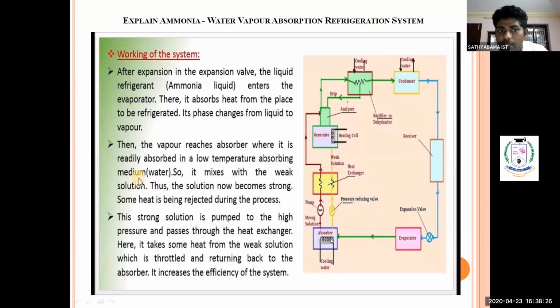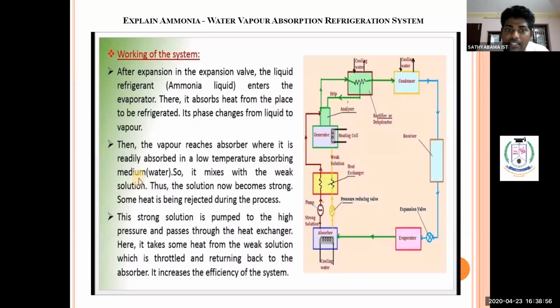See, after the expansion valve, this is the expansion valve, the liquid refrigerant after the expansion valve, we are using ammonia liquid here. Ammonia liquid enters the evaporator. There it absorbs heat from the place to be refrigerated. It changes phase from liquid to vapor.